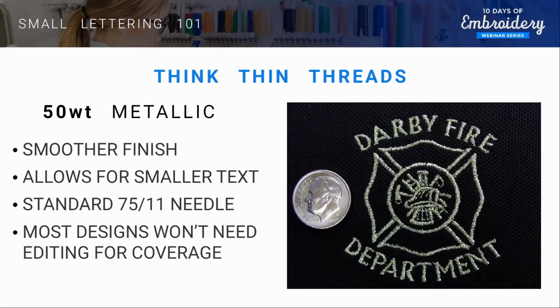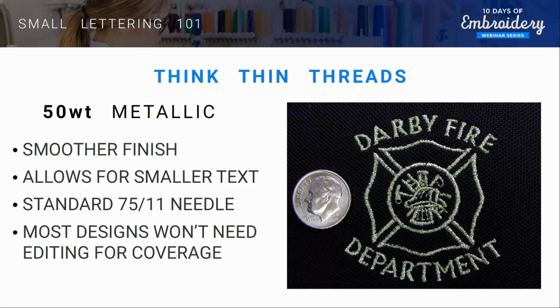Another thread that people don't always know about is 50 weight metallic. There's not necessarily a ton of colors in the 50 weight as compared to standard thicknesses or even thicker thread metallics, but there are some companies that have 50 weight metallic, and it does run smoother than the thicker metallics that are twisted. And I'm showing you here once again, this is absolutely a real picture next to a dime.